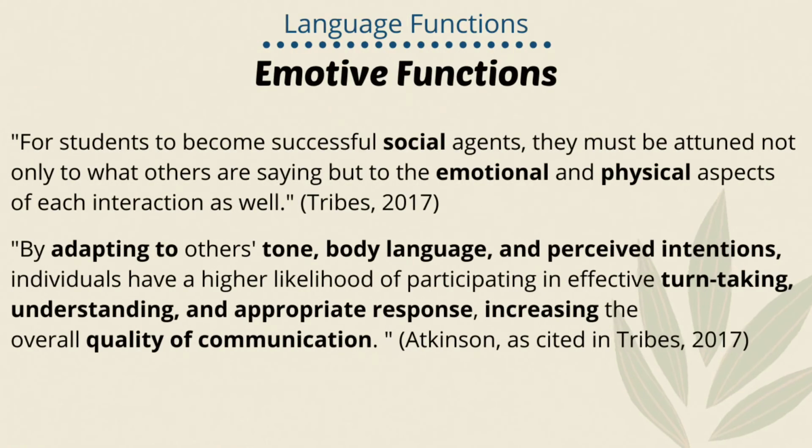This was also conveyed by Tribus in 2017 in her journal. For students to become successful social agents, they must be attuned not only to what others are saying, but to the emotional and physical aspects of each interaction as well. Also, according to Atkinson in Tribus 2017, by adapting to others' tone, body language, and perceived intentions, individuals have a higher likelihood of participating in effective turn-taking, understanding, and appropriate response, increasing the overall quality of communication.